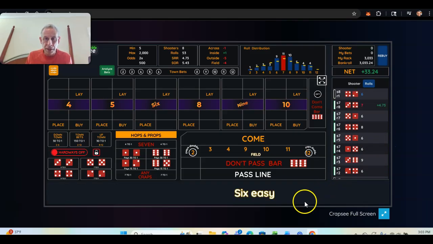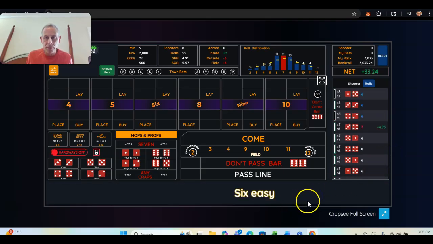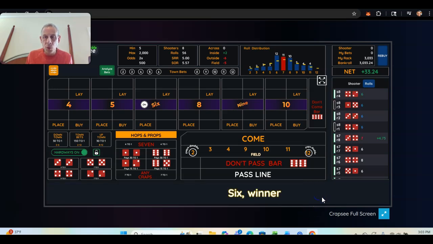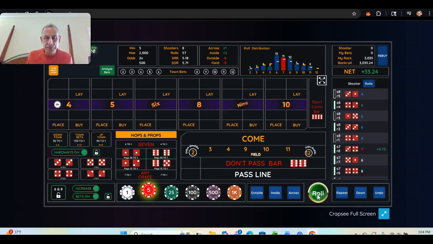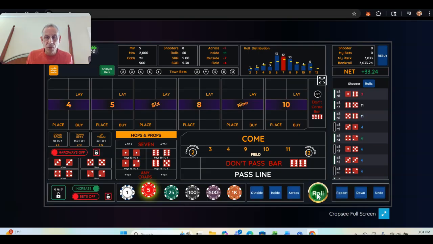6 easy. Again, we're looking for the 5 or 10. Come on. A little bit slow here, Crapsy. Winner 6. All right, it hit the point. We don't really care. 6 easy. Wow. 3 sixes in a row. 6 winner. 4 sixes in a row. 4 easy. Yo 11. 7 out. No 5s and 10s.